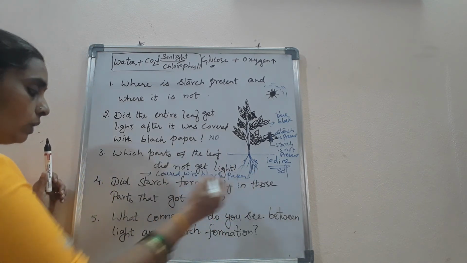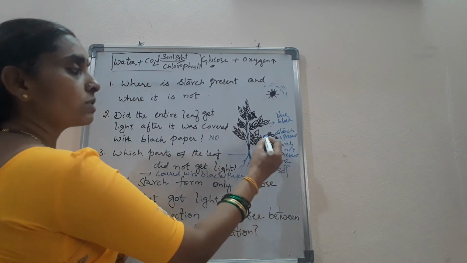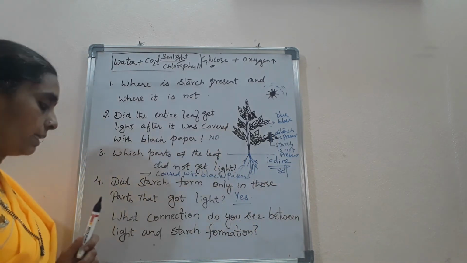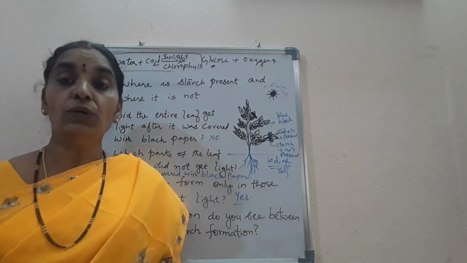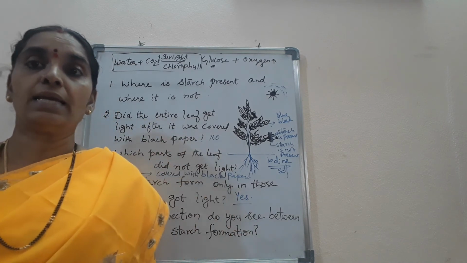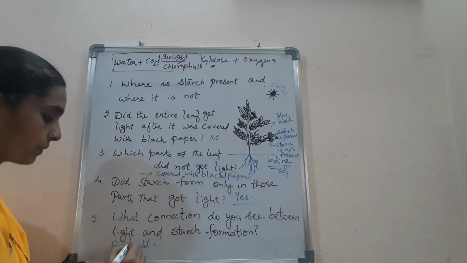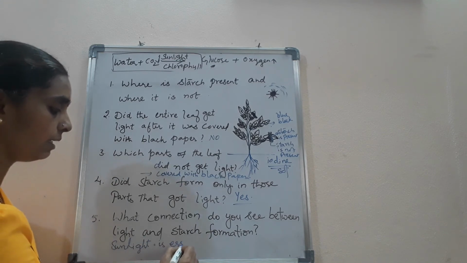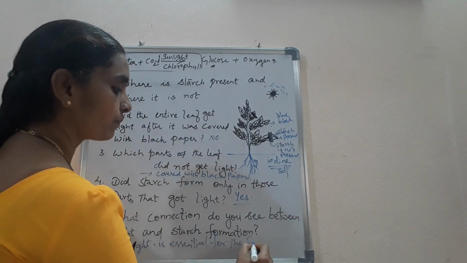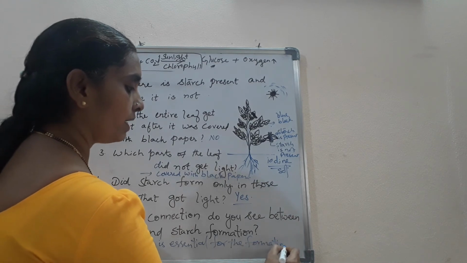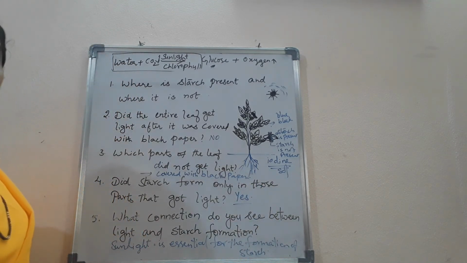Did starch form only in those parts that get light? Yes. Starch is formed only in those parts that get the sunlight. What connection do you see between light and starch formation? The connection is that for the formation of starch, light is essential. We can say that light, that is sunlight, is essential for the formation of starch. Hope you have understood this now.